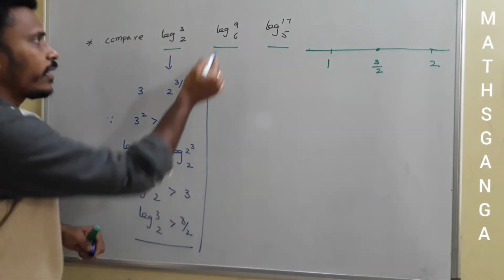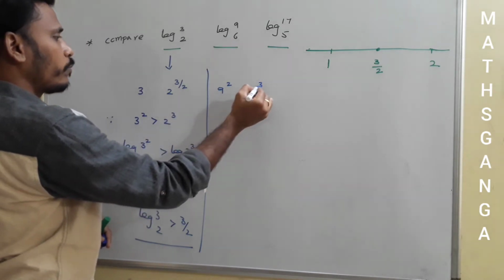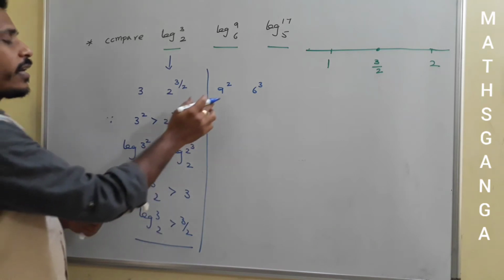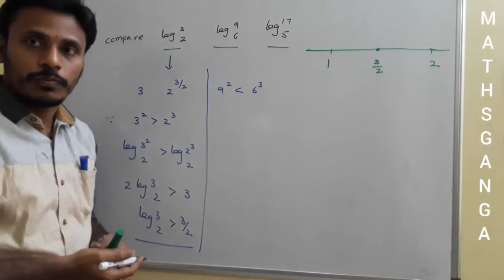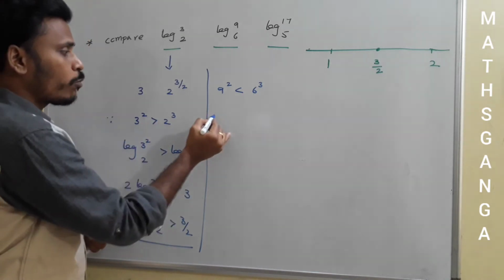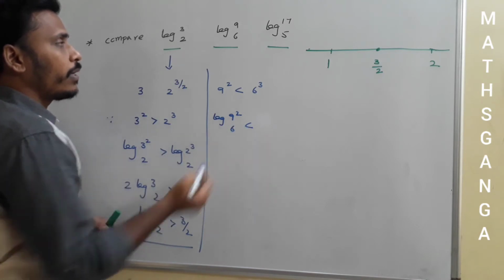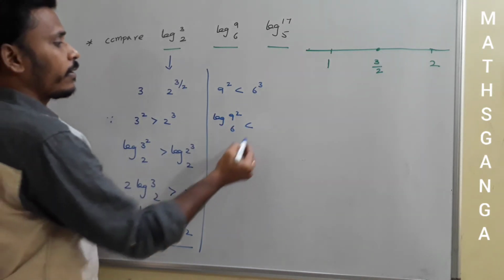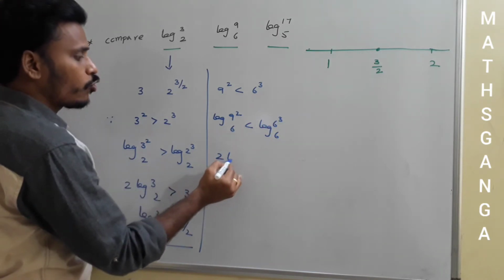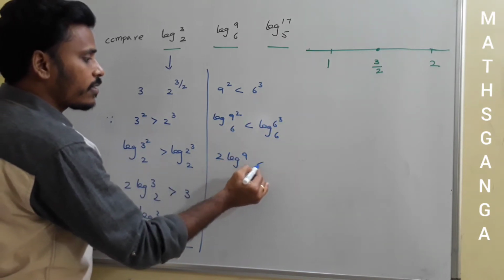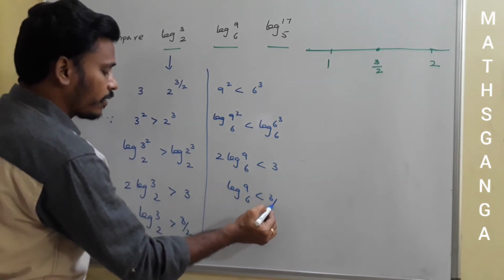Then think about the second one. For that you need to think about 9 square and 6 cube. 9 square is 81 and 6 cube is 216, so 9 square is less than 6 cube. Applying logarithm with base 6 on both sides, logarithm of 9 square base 6 is less than logarithm of 6 cube base 6. So 2 log 9 base 6 is less than 3, and log 9 base 6 is less than 3 by 2.